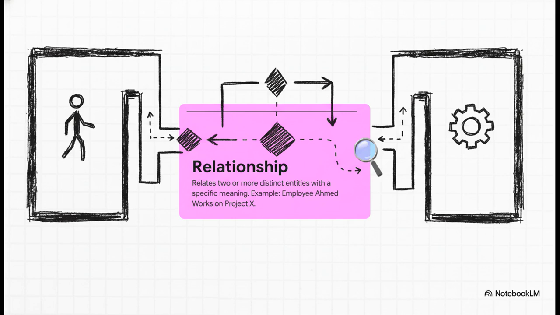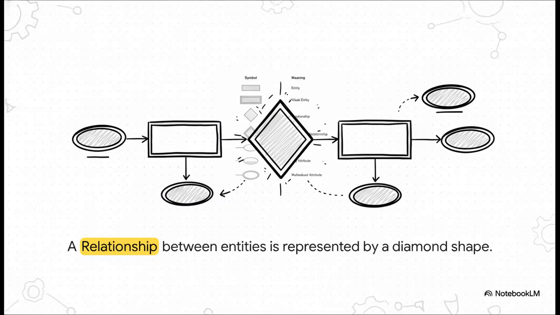Okay, last of the big three. What good are rooms if you don't have hallways or doors to connect them? That's exactly what relationships do. They're the verbs of our database. They show how entities interact. For example, an employee works on a project. See? It's the connection. You'll see relationships on the diagram as a diamond shape, linking two or more of our rooms together. And there you have it. Rectangles for the things, ovals for their details, and diamonds for how they connect.